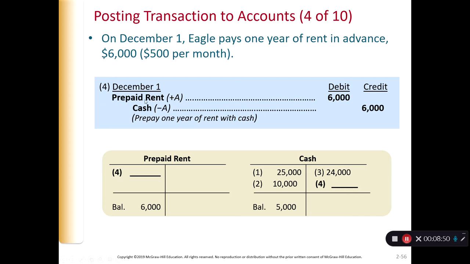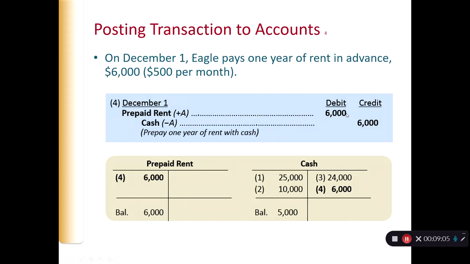So in this example, we debit prepaid rent, which in essence is an asset, and then we credit the cash because our cash reduced, hence we use the credit side. And then when we're posting it, we put the debit side to the prepaid rent T account on the left hand side, we put the credit of the cash on the right hand side of the cash T account.